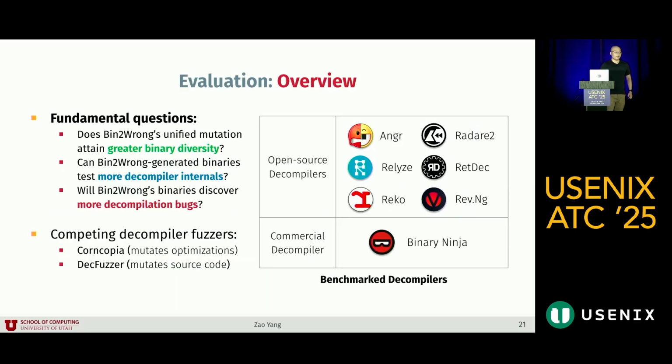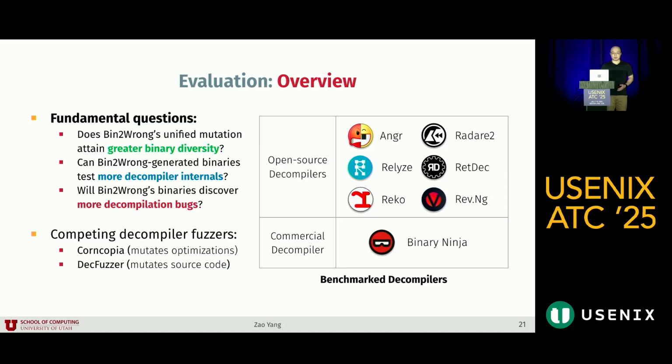To demonstrate the effectiveness of Bin2Wrong, we need to answer the following fundamental questions. First, does Bin2Wrong's unified mutation attain greater binary diversity? Second, can Bin2Wrong generated binaries reach more decompiler internals? Last and most importantly, can Bin2Wrong reveal more decompilation bugs?